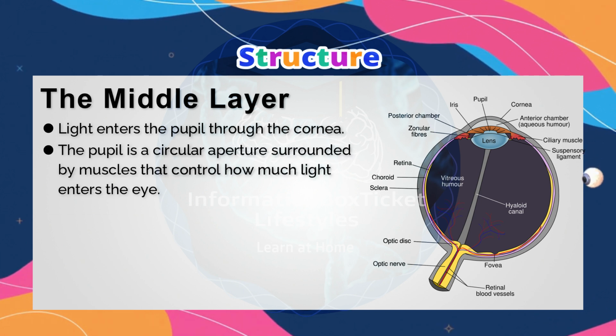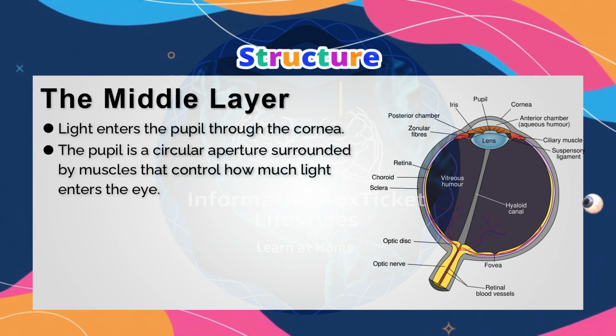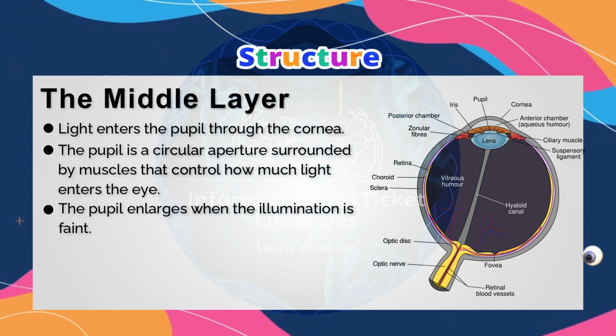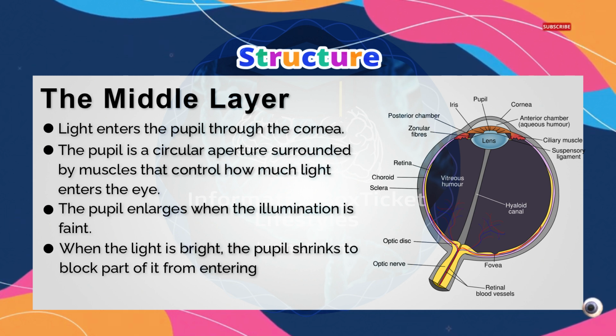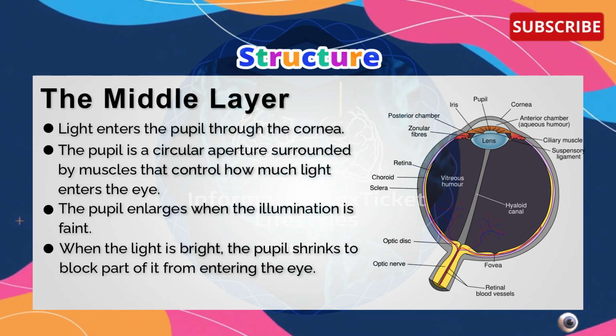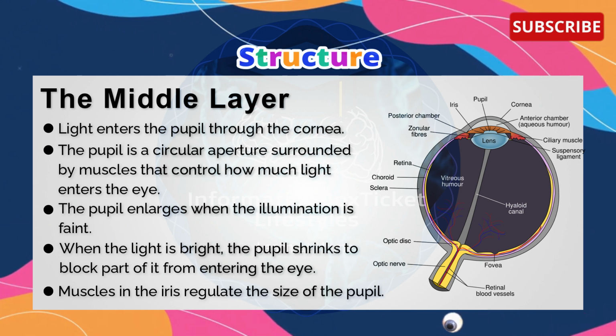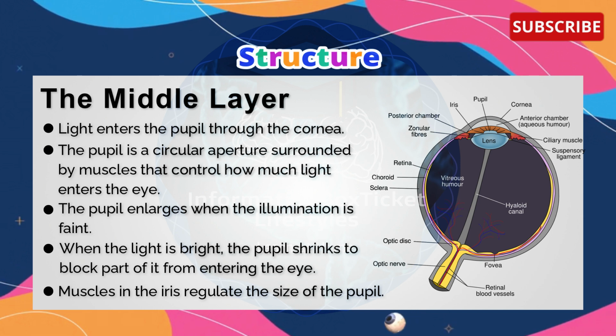The pupil is a circular aperture surrounded by muscles that control how much light enters the eye. The pupil enlarges when the illumination is faint. When the light is bright, the pupil shrinks to block part of it from entering the eye. Muscles in the iris regulate the size of the pupil.